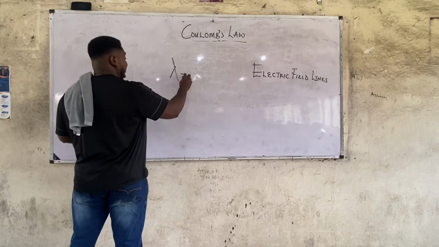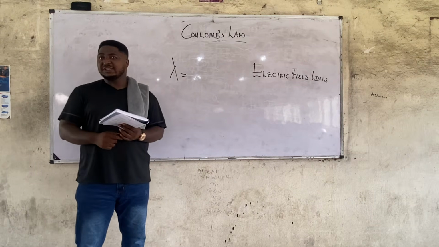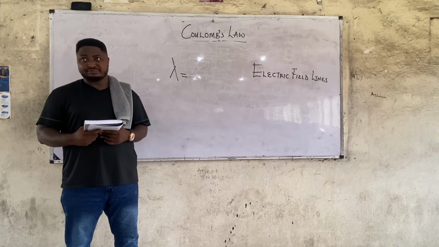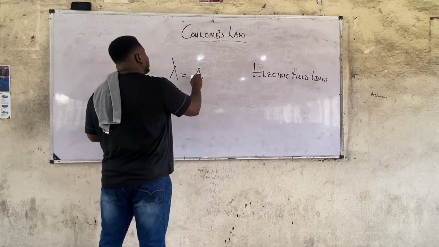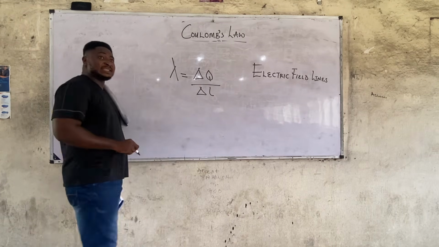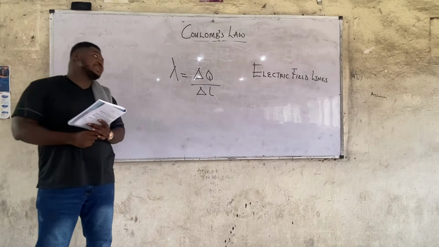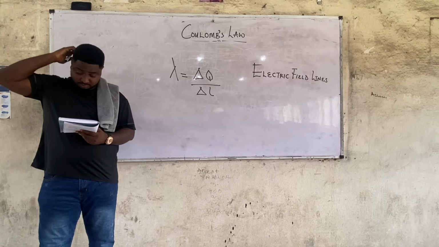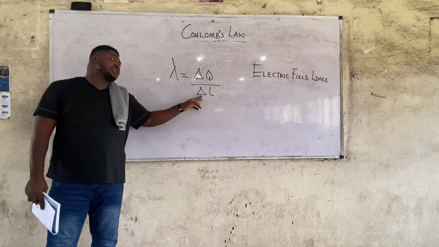Class, there are three types of charge density, right? Follow carefully. The linear charge density is the change in quantity of charge over change in length. The symbol for linear charge density is lambda. Linear charge density is delta Q over delta L.